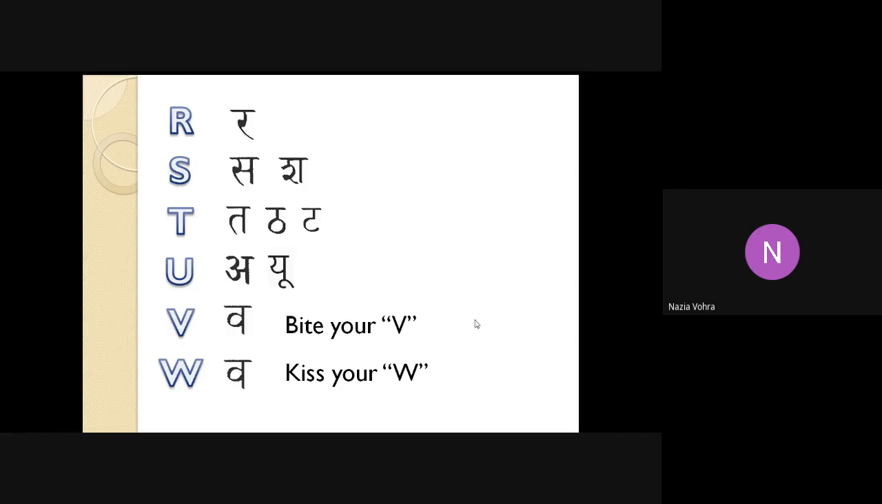Guys, repeat after me. Come on. These two sounds are very crucial. Everyone, unmute yourselves and let's bite our V's and say V. Perfect. Now we are going to kiss our W's and say watch. We have to say the sound. We don't have to say the letter. Yes, ma'am. Okay, so W and we kiss our W's. Okay, watch.